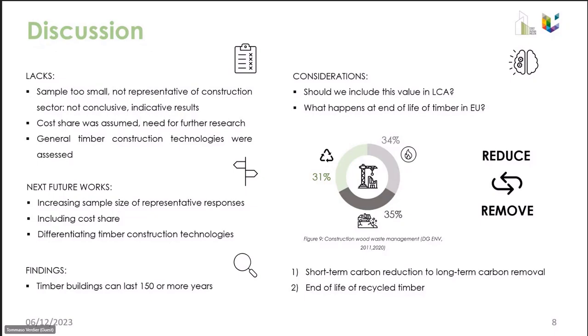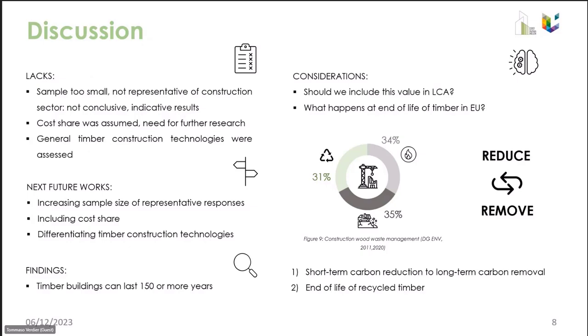in the EU, less than a third of this timber is recycled, while the remaining is either recovered, so burned to generate energy, or landfilled. So this means that two thirds of the timber, and the carbon stock in this timber, is in the short term released back into the atmosphere. So in order to achieve the European goals of 10-30 years, timber, as it's treated nowadays, can be a solution. However, if we want to consider the global challenges for the future, we should shift from a short-term carbon reduction to long-term carbon removal.